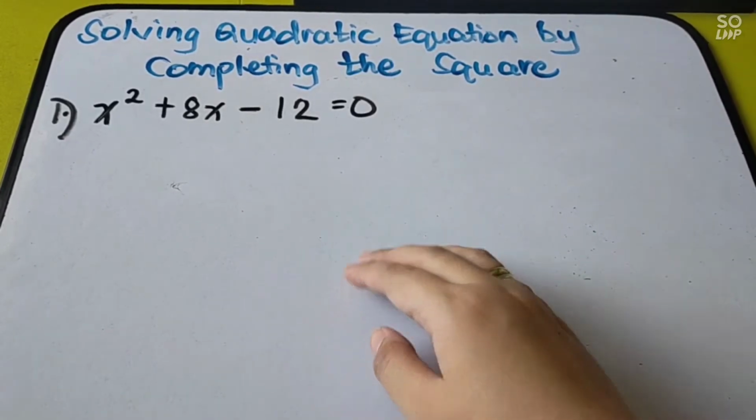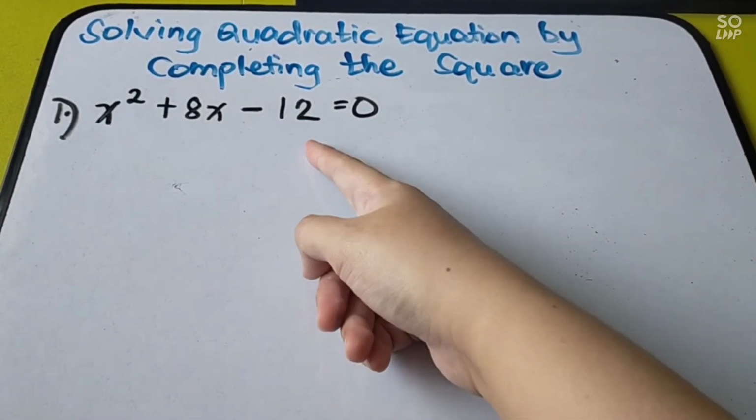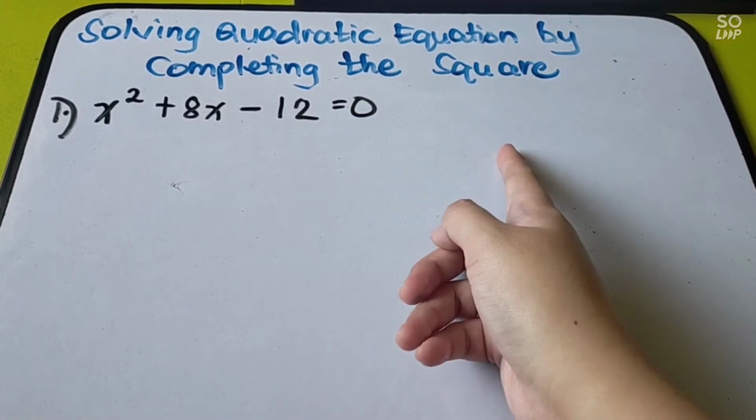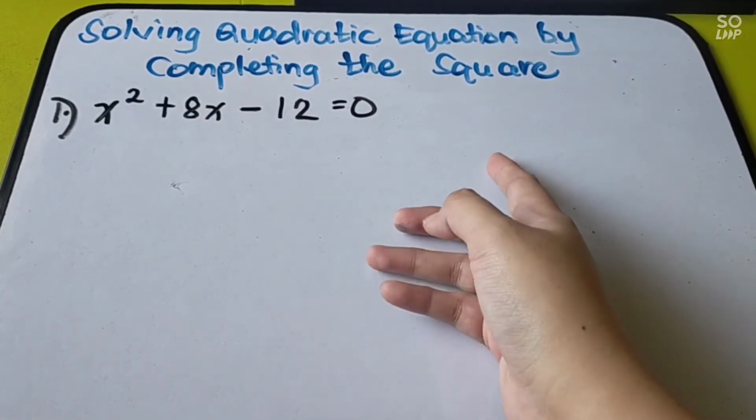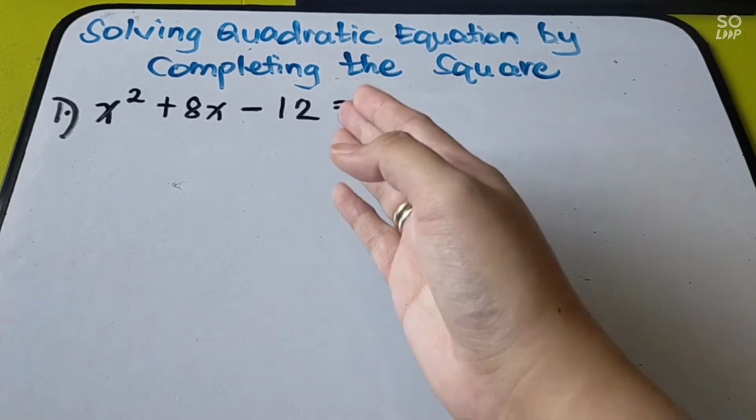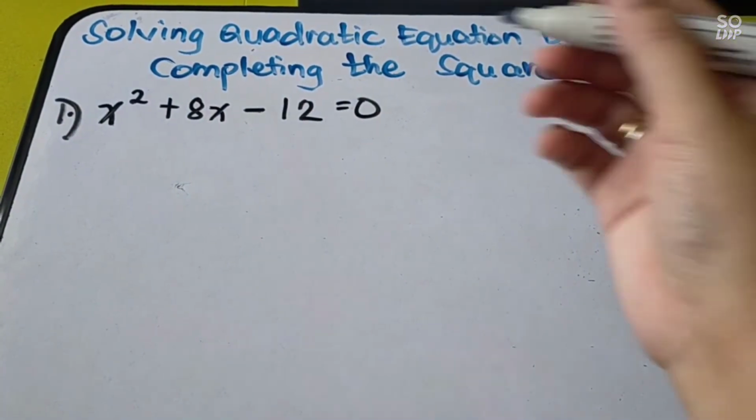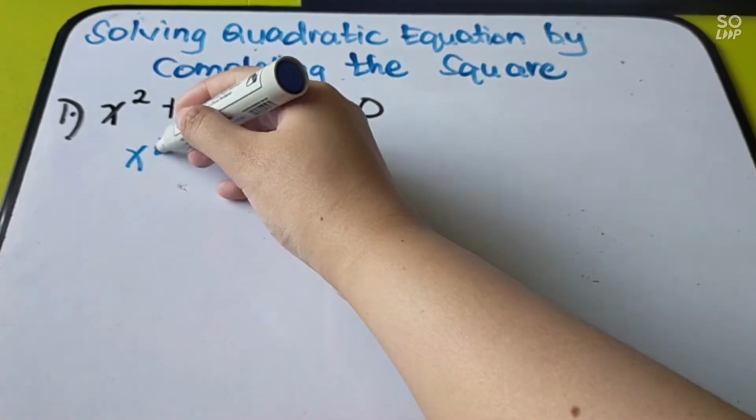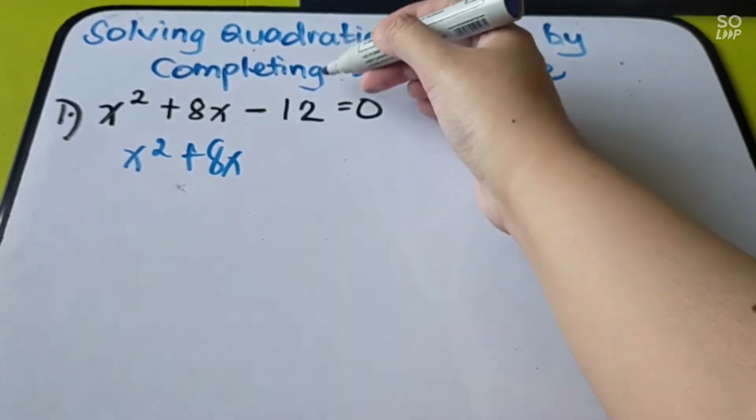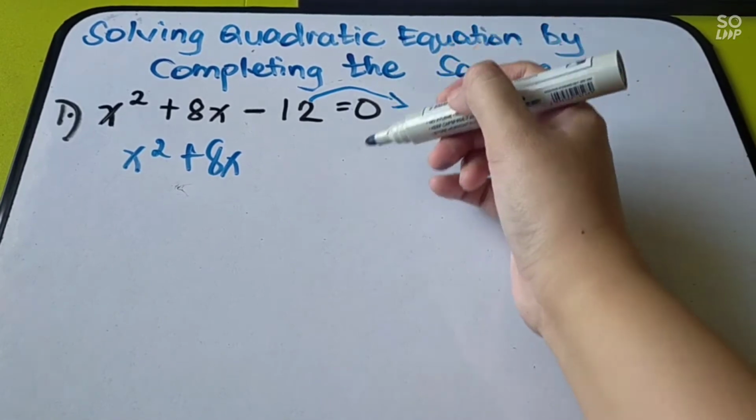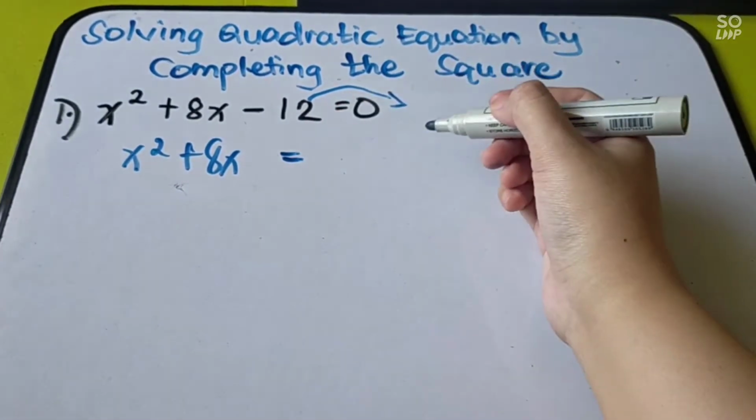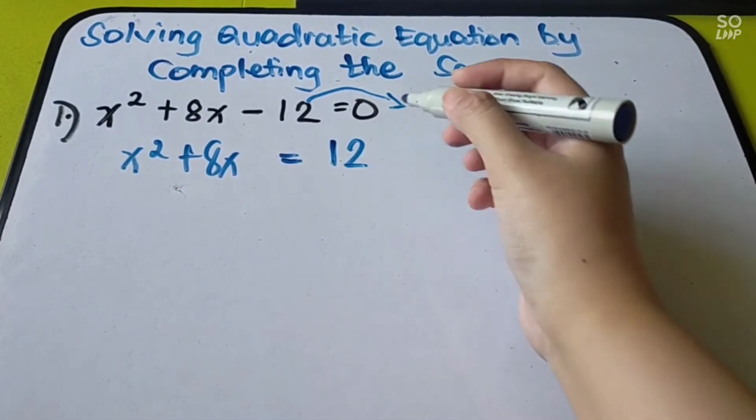In this case, when completing the square, the constant term must be placed on the right side. It's always the first step when this is your given. Okay? So, we have x squared plus 8x. You are going to transpose 12 to the other side, so it is equal to positive 12.